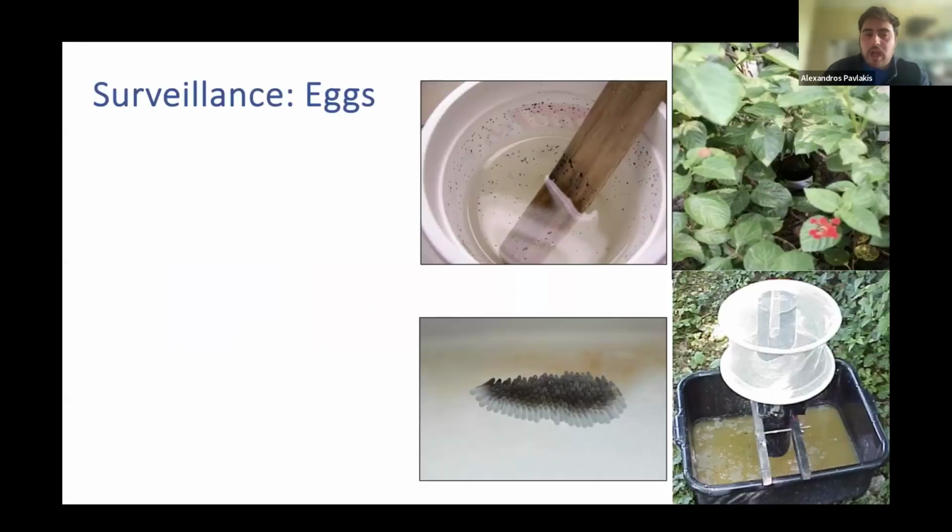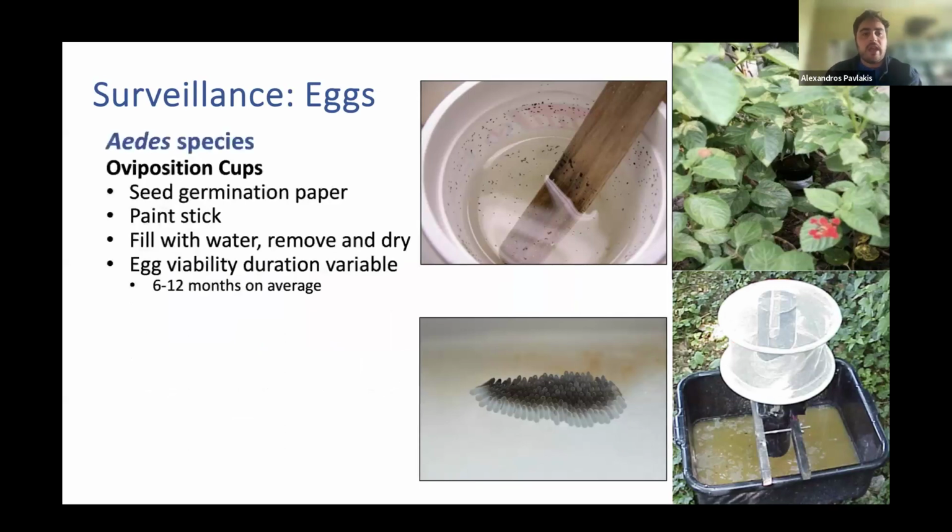So I talked about adult surveillance and what we do, but there's a lot. We can also do surveillance on the other life cycle stages for the mosquito. So with Aedes species, we utilize oviposition cups. We can put either the seed germination paper or things like a paint stick, fill it with water, and these mosquitoes are going to lay their eggs singly on the sides of these containers or on the paint stick.